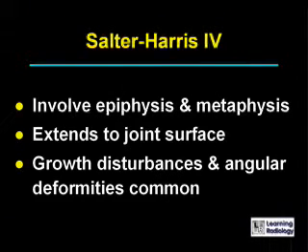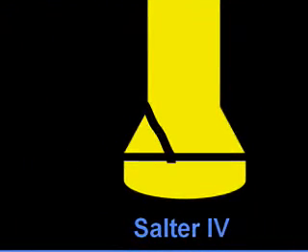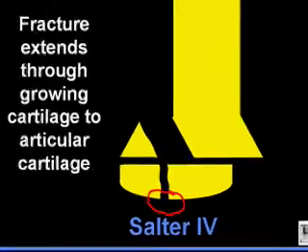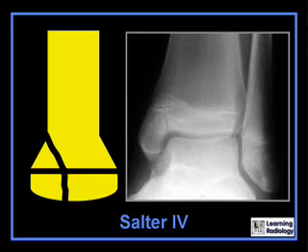Salter-Harris 4 fractures involve the epiphyseal plate, the epiphysis, and the metaphysis. Because they involve the epiphysis, they do extend to the joint surface, and Salter-Harris 4 fractures will oftentimes result in growth disturbances or angular deformities. A Salter-Harris 4 fracture is a fracture through the metaphysis, through the epiphysis, and to the articular cartilage. Because the fracture extends through the growing cartilage, it frequently results in angular deformities or growth disturbances.